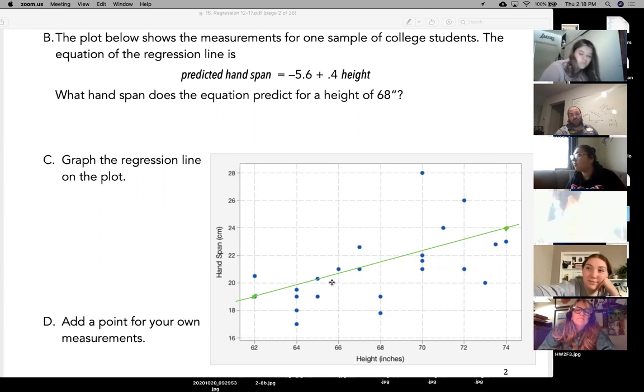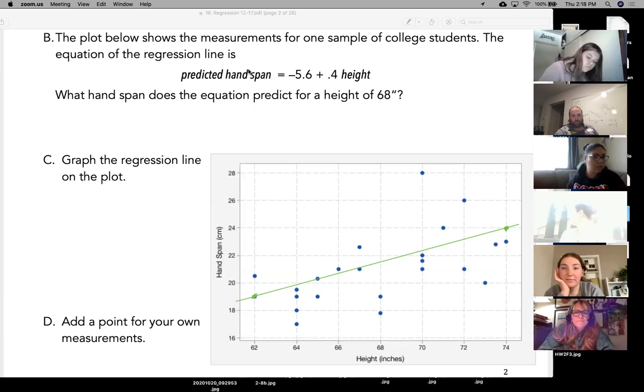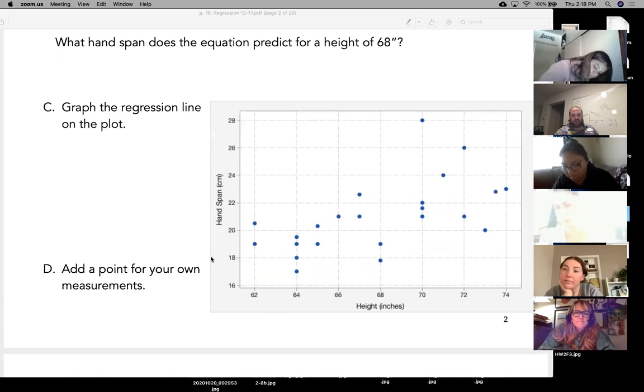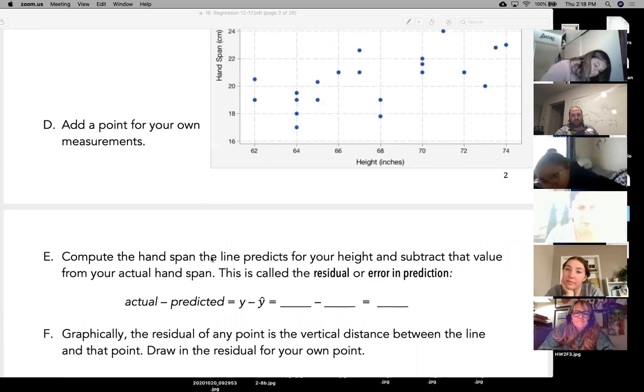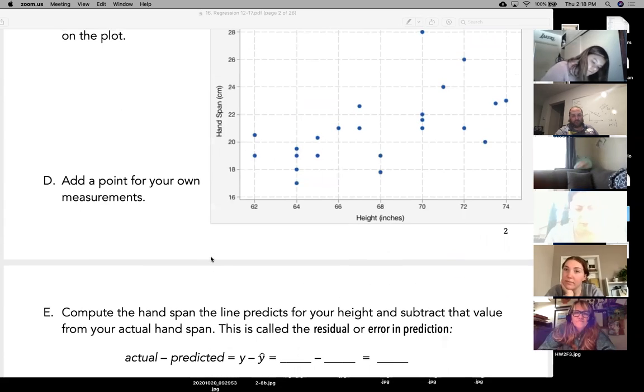Would you say that this is strong, moderate, or weak? Moderate at best, I would say. Maybe even weak, but moderate at best. Okay, so let's keep going and try to come up with some rationales. Actually, let's not keep going yet because I want to introduce something else.